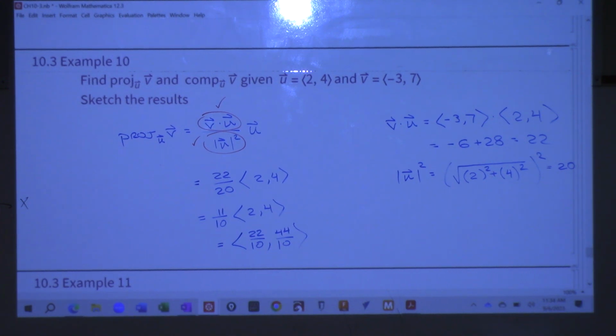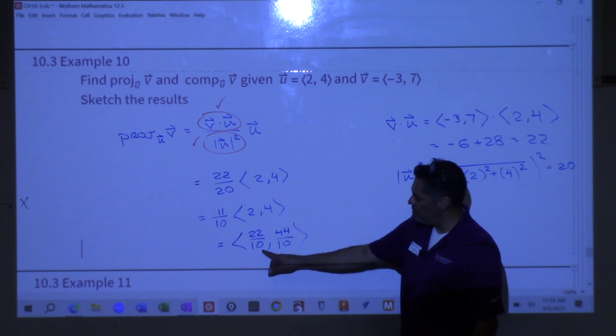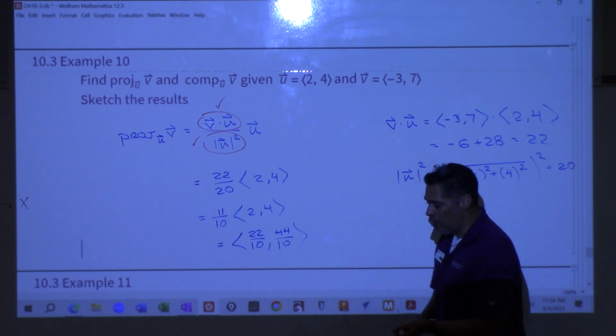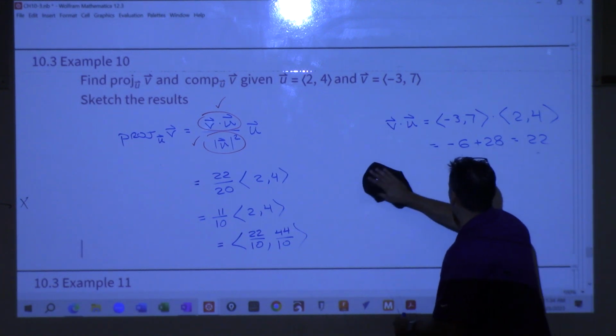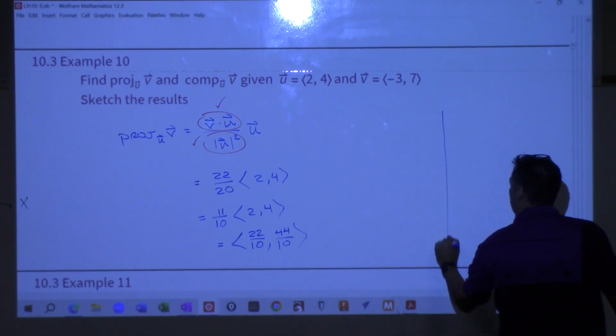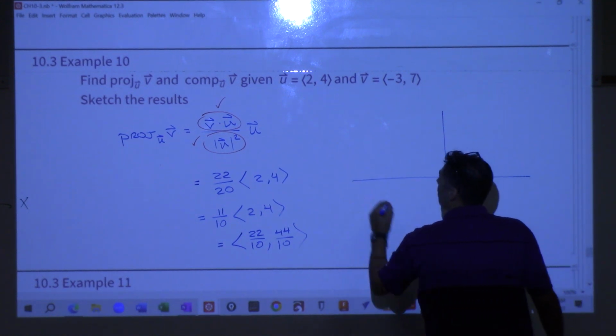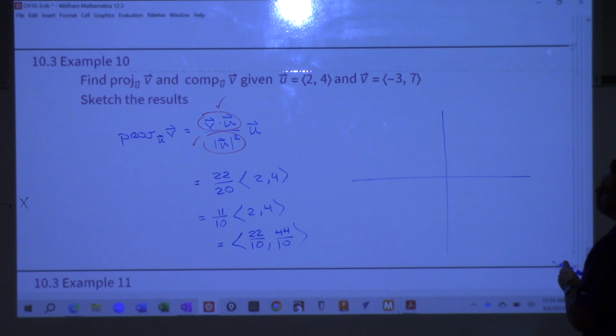Now, I asked you to sketch the results, so I'm going to do that. We don't need a calculator for that, right? For this decimal, we can get 2.2, 4.4. I'm going to try and just sketch this result, just so we understand what we just did, that it matches up visually. These are two-dimensional vectors, so I should be able to draw them. And I'm going to put them both where their tails are at the origin.